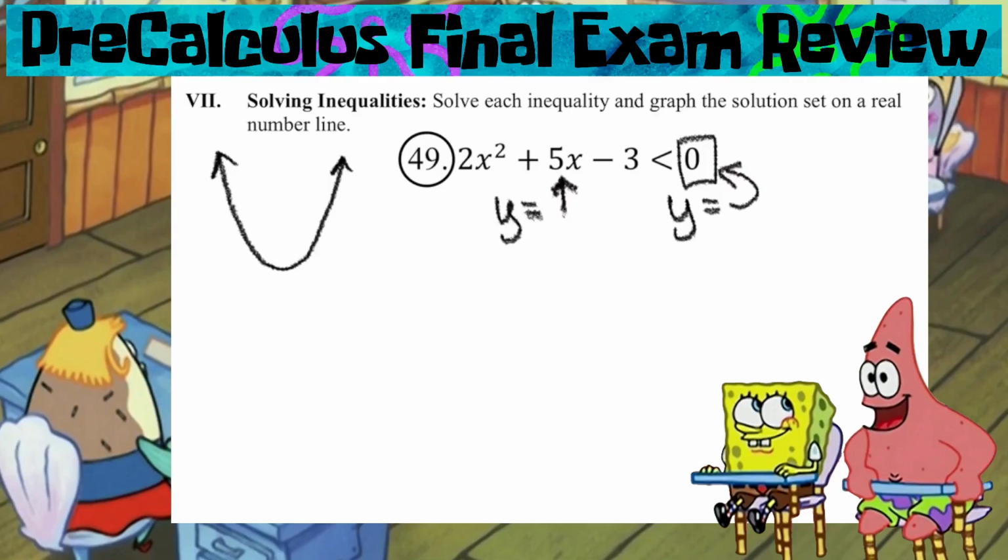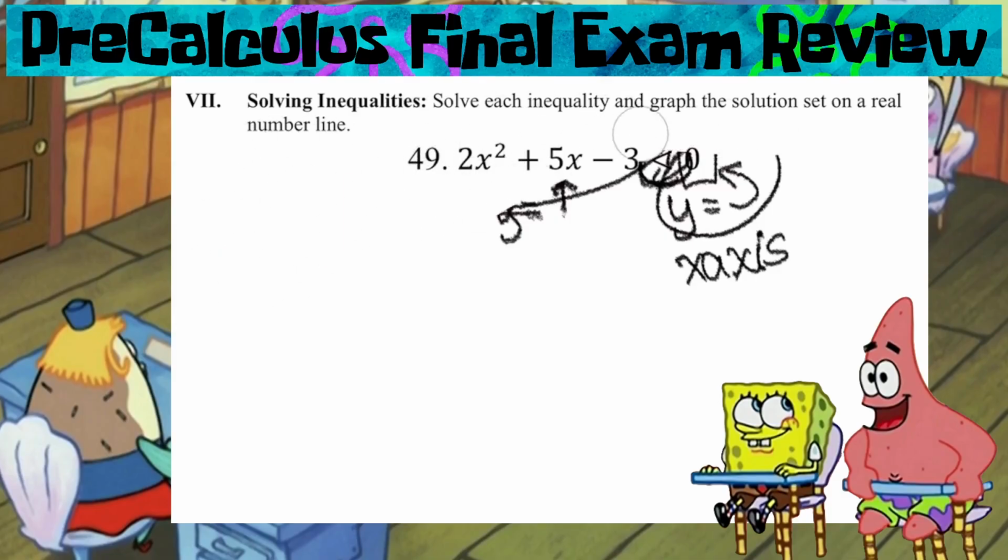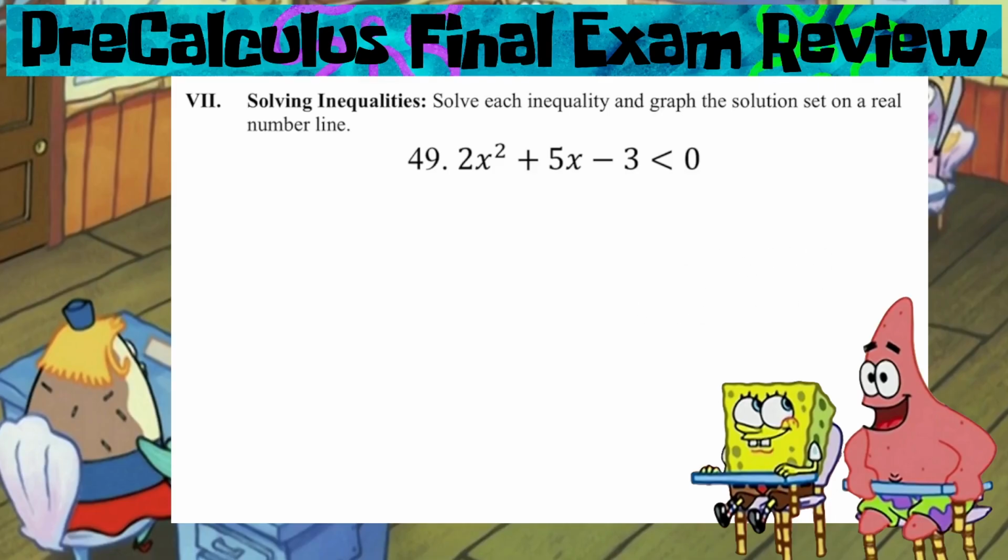Well, y equals 0 is the x-axis. And if I'm asking you, when is the parabola less than the x-axis, I'm asking you, when is the parabola below the x-axis? So you say from this x value until this x value with parentheses because it says less than, not less than or equal to. Boom, there it is. And then you could kind of melt that shaded part into a number line and you're done.